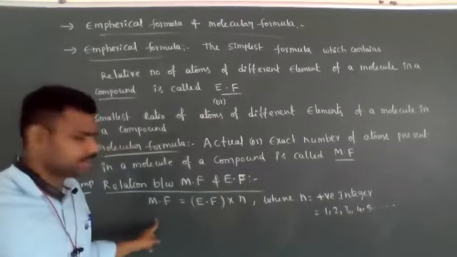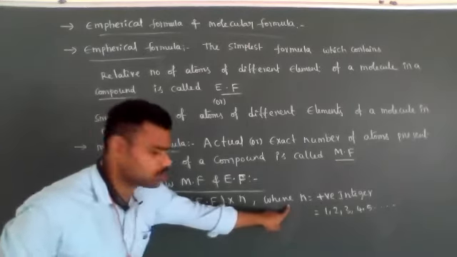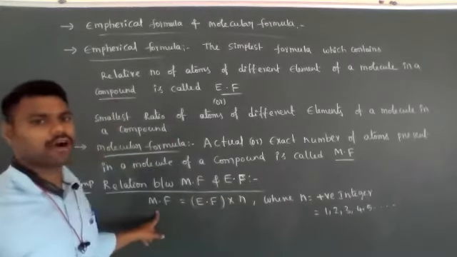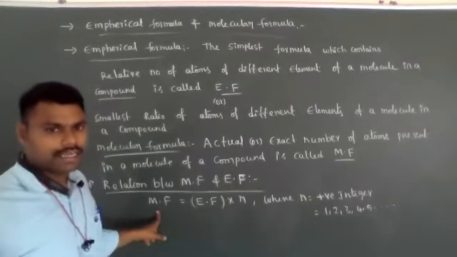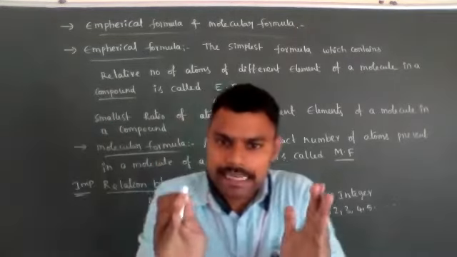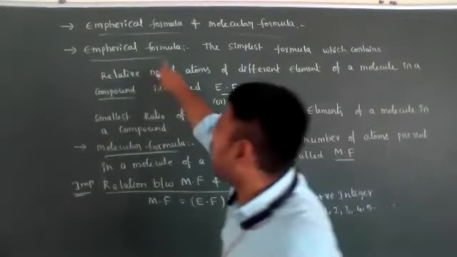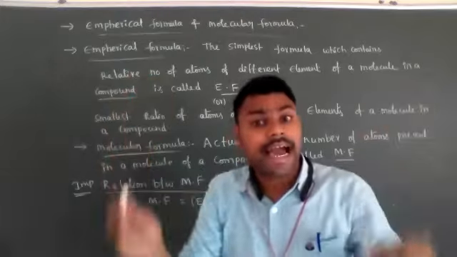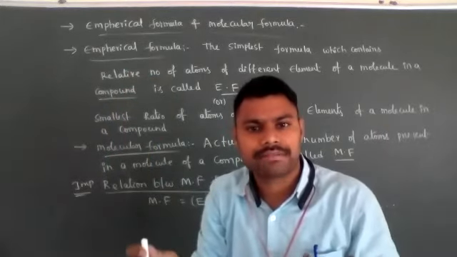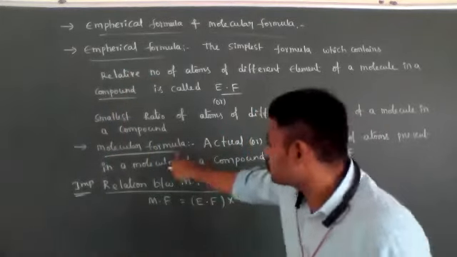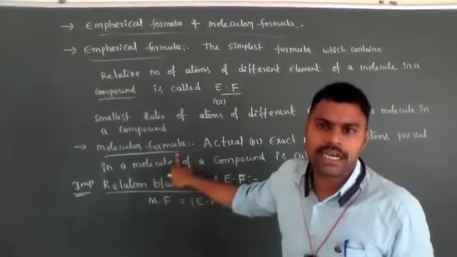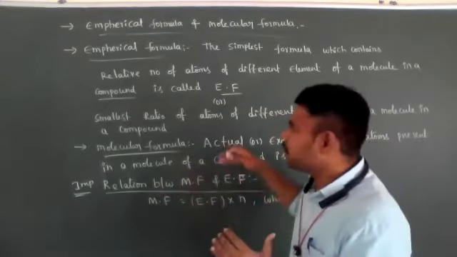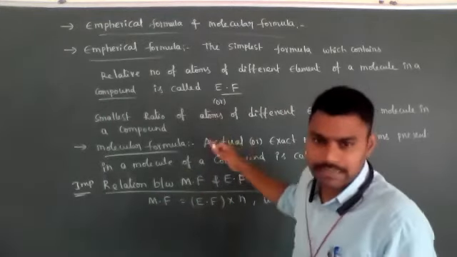Then the empirical formula is equal to the molecular formula. If n is equal to 2, then empirical formula into 2 gives the molecular formula. The smallest and simplest formula is known as the empirical formula. The exact or actual number of atoms present in a molecule gives the molecular formula. If I give examples, we can understand these statements very easily.